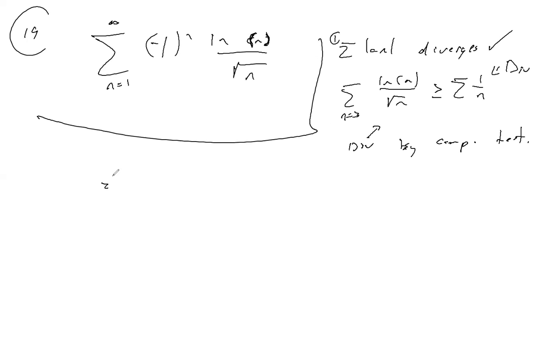And then what else do I need to show for conditionally convergent? I need to show that my original series is convergent. That's going to be by alternating series test. Why? Because square root of n is going to grow a lot faster than ln of n. So this limit's going to go to 0. It's alternating series. Terms are decreasing. So by alternating series test, my series an convergent. So conditionally convergent.